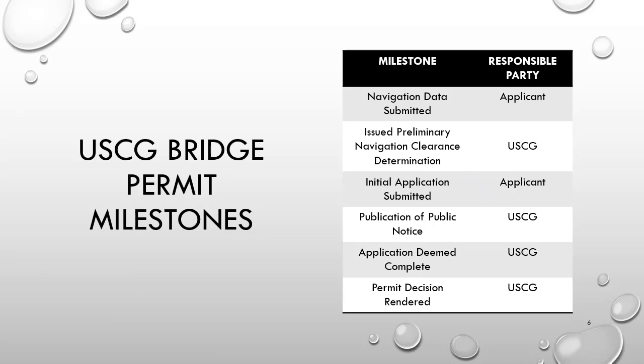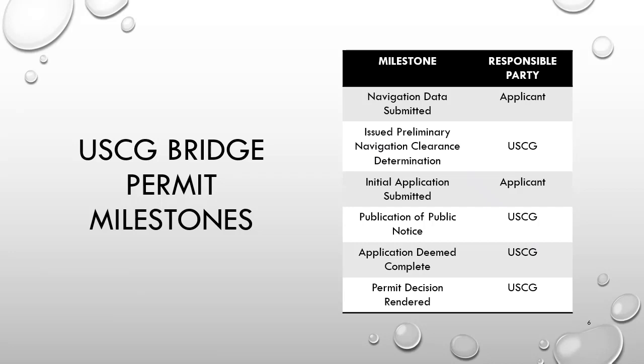Application deemed complete. This is once we've received all application materials, and that includes everything listed in the BPAG, the Coast Guard Bridge Permit Application Guide, including the final NEPA documents, such as the finding of no significant impact or record of decision, water quality certificate, coastal zone management determination, and other applicable requirements like 404, 408, those types of things. They all have to be resolved before we determine an application is complete.